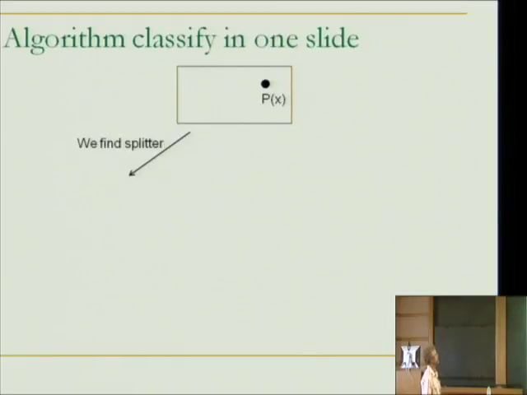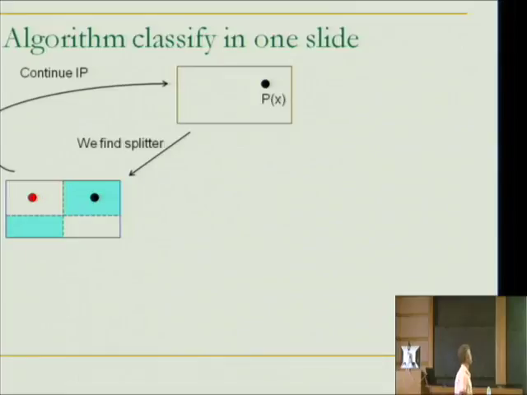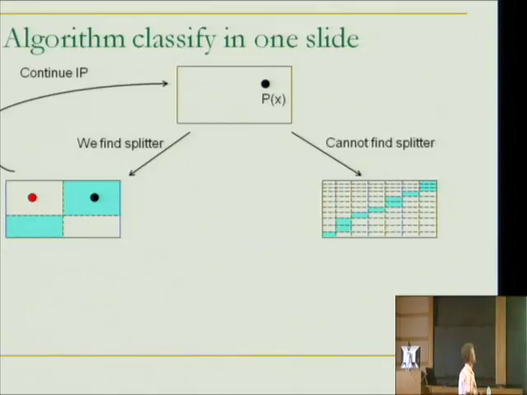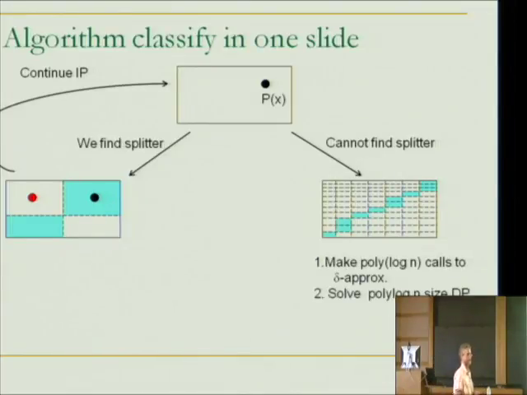So here's the algorithm, the classify algorithm. If we find a splitter, so you take a point. So this is classify. I say continue the IP, but there's no IP anymore. The IP is just a mental fiction. So you take a point, you look for a splitter, but the splitter doesn't have to be right in the middle. It can be somewhere. You find the splitter and then continue. And if not, if you can't find a splitter, then what you do is you divide things up, make polylogarithmic calls to the delta approximation, and solve a polylogarithmic size dynamic program.